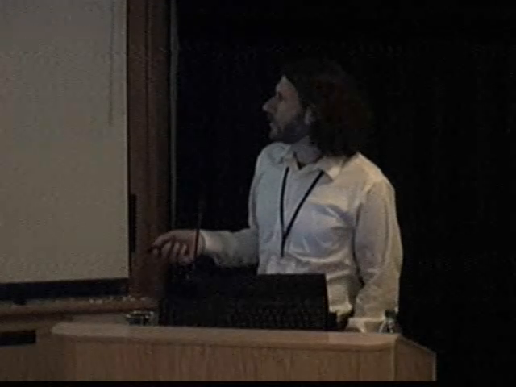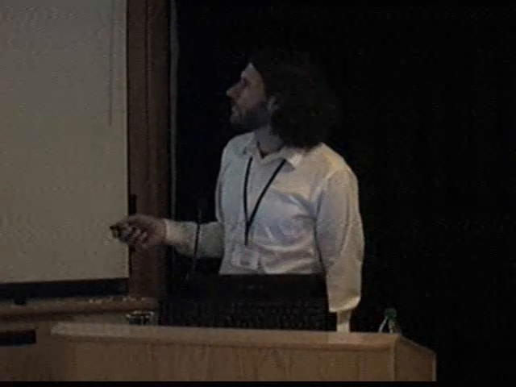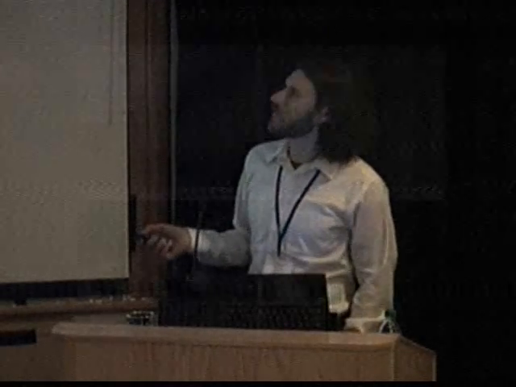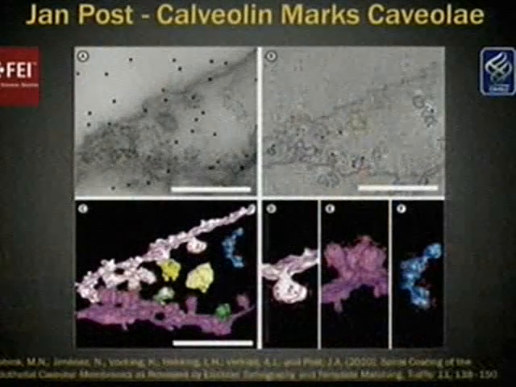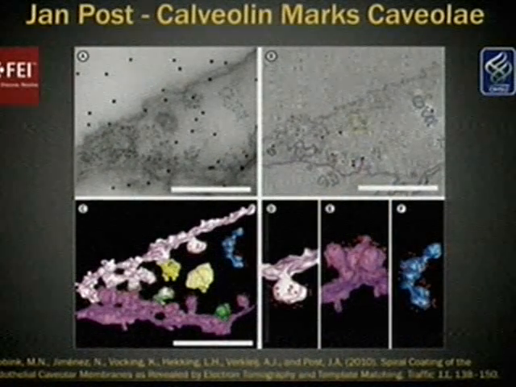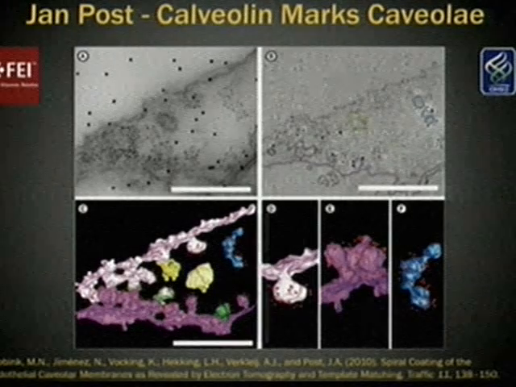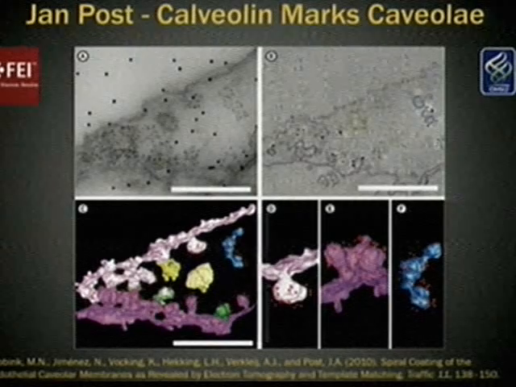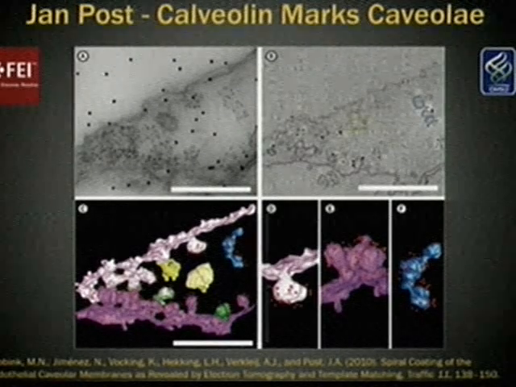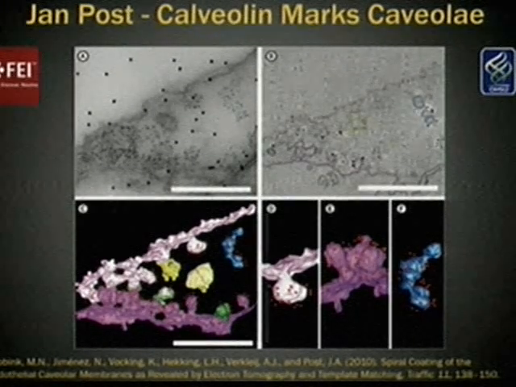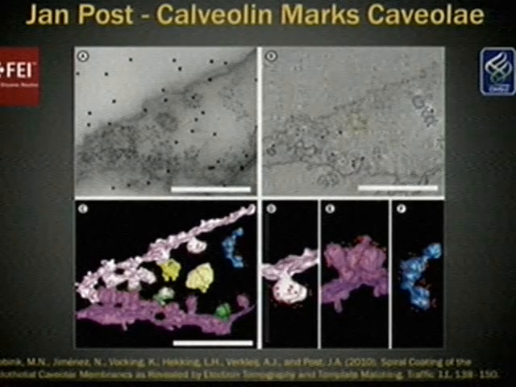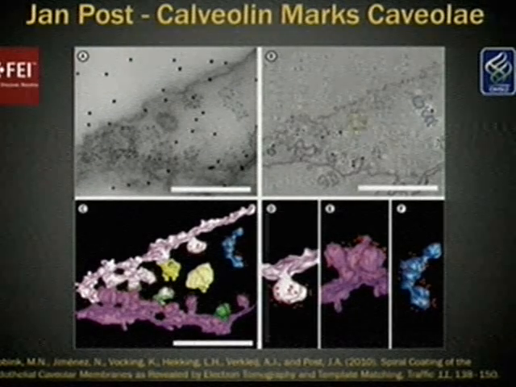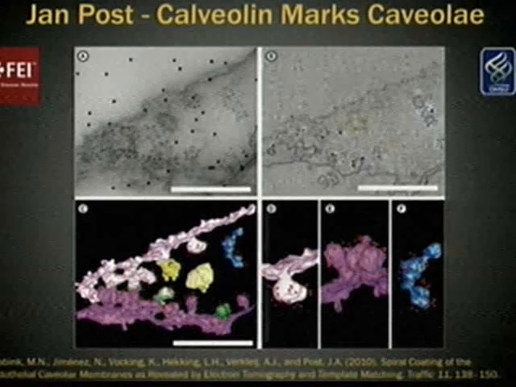So this is a study using electron tomography along with some of this gold nanolabeling done by one of our collaborators, Jan Post, who is at Utrecht University in the Netherlands. And the big gold dots here are just fiducial markers, so you can tell where you are in each image, so that you can align these different projections in order to tell where everything is.